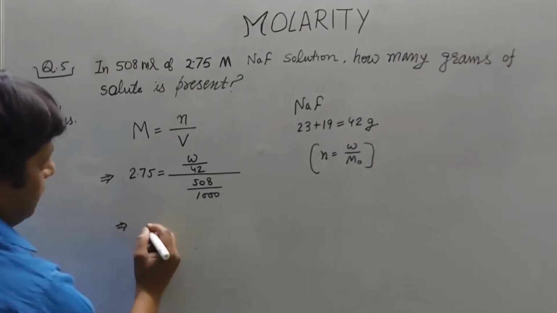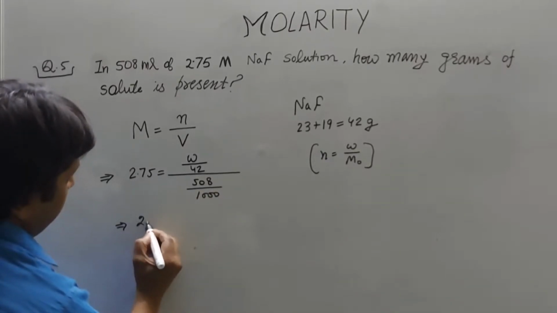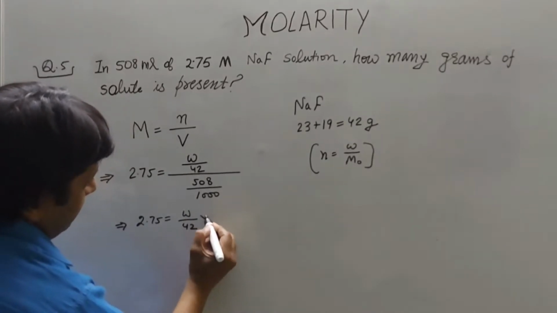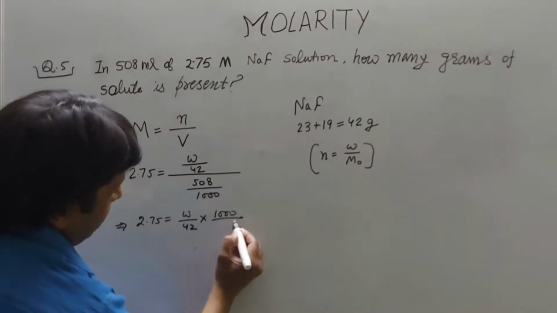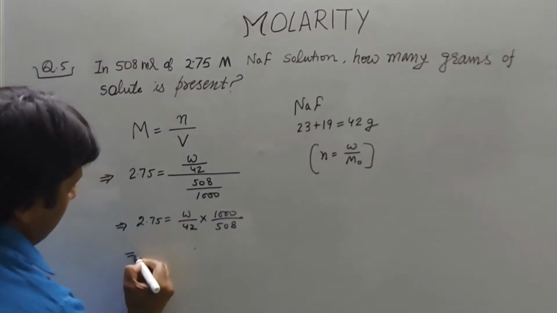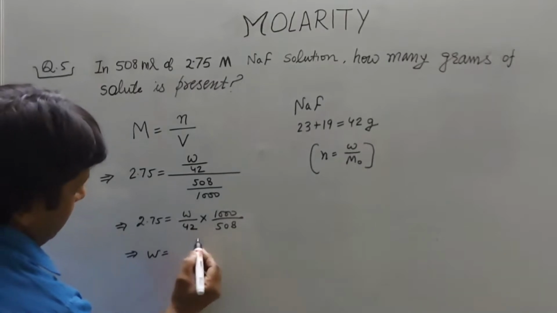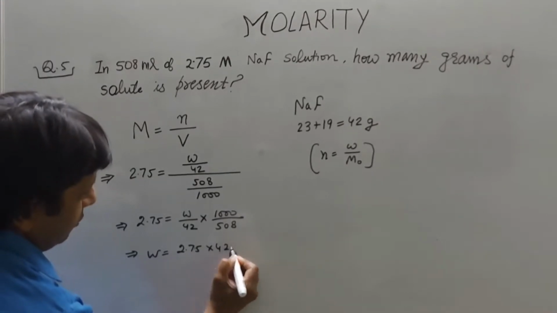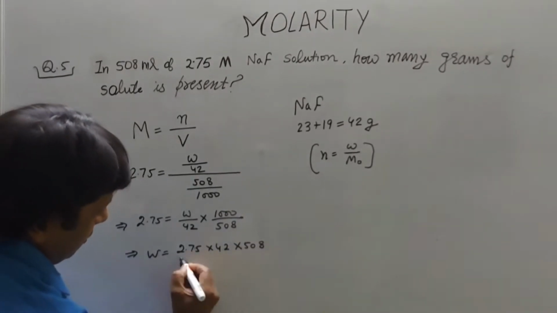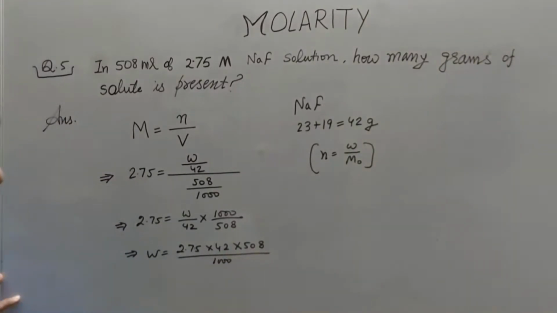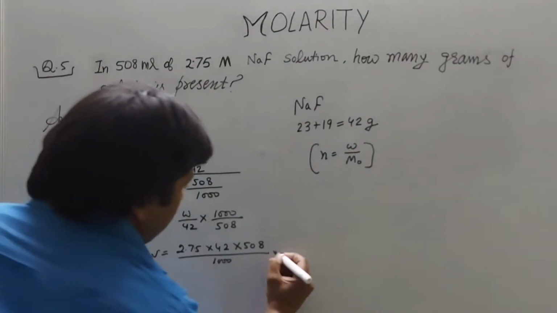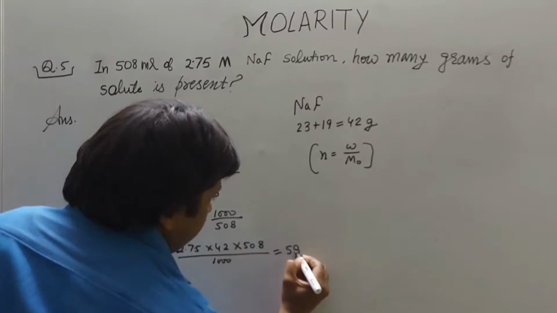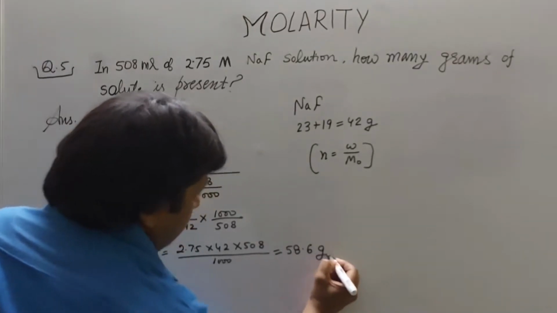That is equivalent to, we will multiply W by 42 by 1000 divided by 508. In order to calculate the value of W, we will find 2.75 cross multiply into 42 into 508 whole divided by 1000. We will calculate this, and this is going to be approximately 58.6 gram.